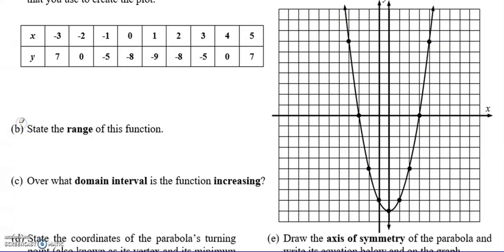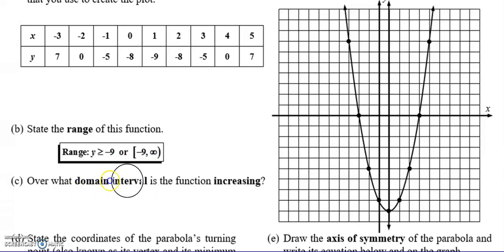Now, could you state the range of this function here? So try that. Okay, that would look something like this. The minimum value is -9, and it goes up into infinity, so y can be greater than -9, or write it this way.